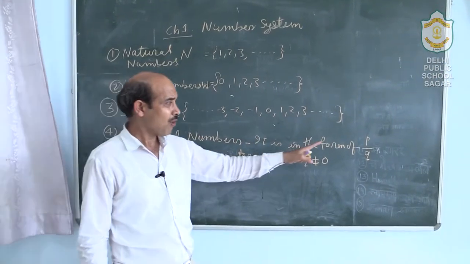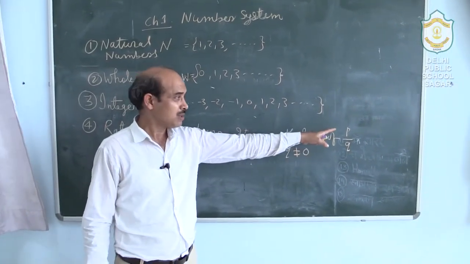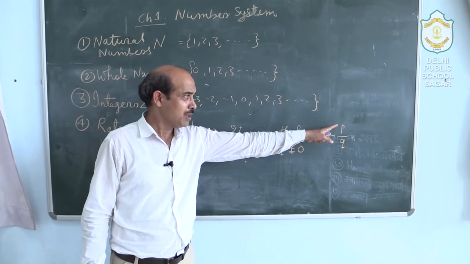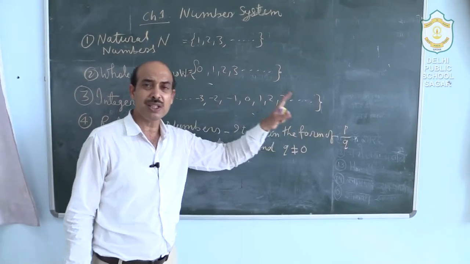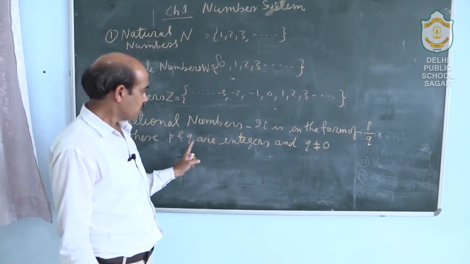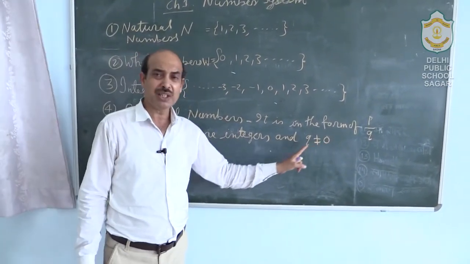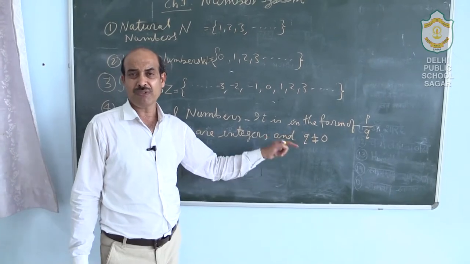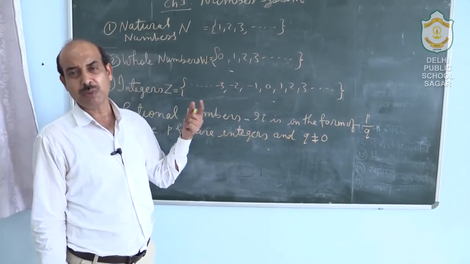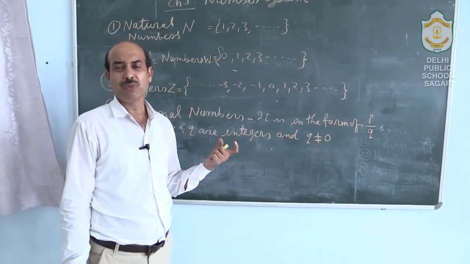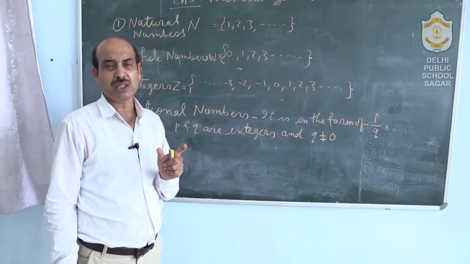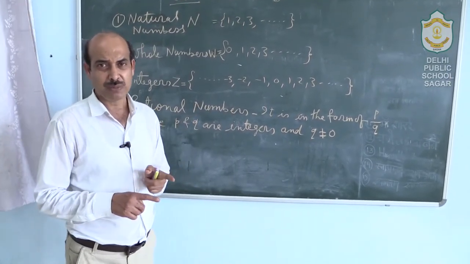Condition number 1, the form should be P upon Q. It means one integer should be in the numerator and one should be in the denominator. Both should be integers, second condition. And third, the denominator should not be 0, because if it is 0, then it will be 1 by 0 or 2 by 0, which is not defined, which is not in the group of rational numbers.